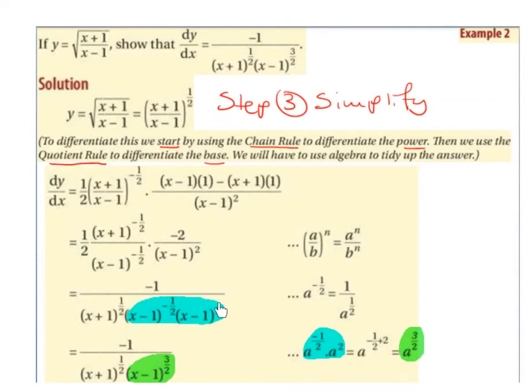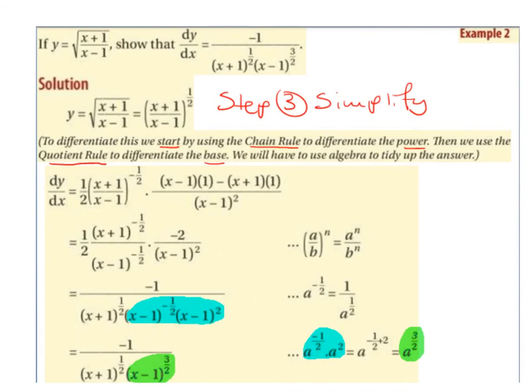So for this part here, highlighted in blue, we're going to use the fact that a to the power of minus a half multiplied by a squared is equal to a to the power of minus a half plus 2, which is equal to a to the power of 3 over 2. So multiplying powers by the same base, we add the powers. So minus a half plus 2 gives us 3 over 2. So we end up with (x minus 1) to the power of 3 over 2, because minus a half plus 2 is 3 over 2, and everything else stays the same.